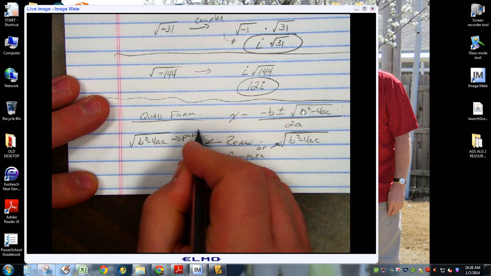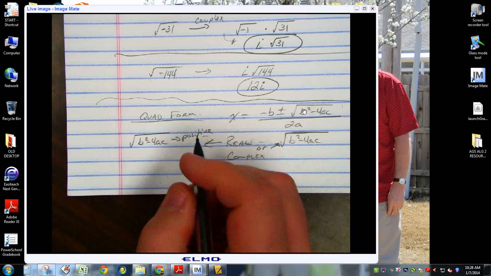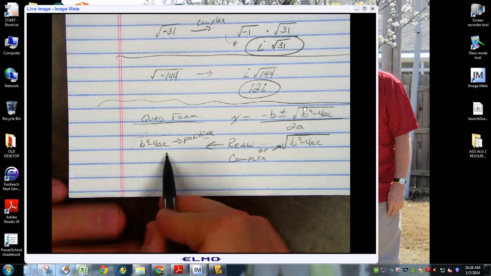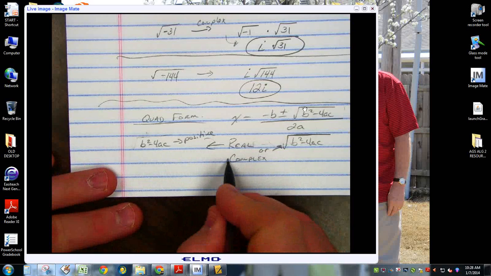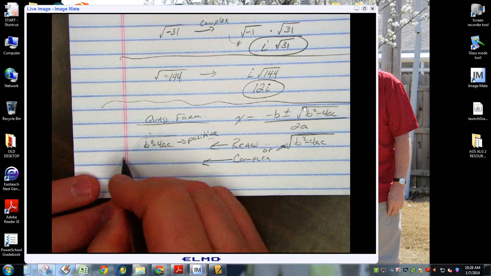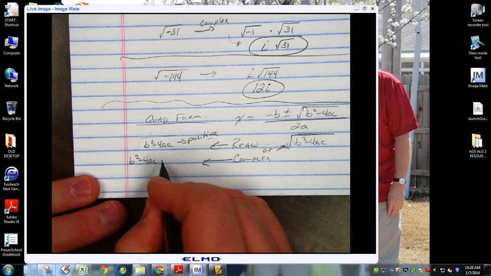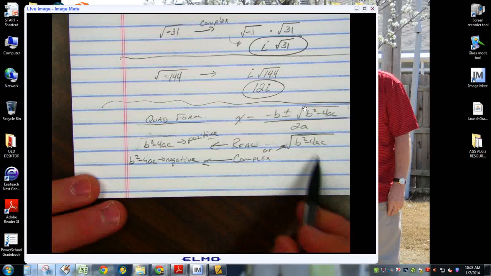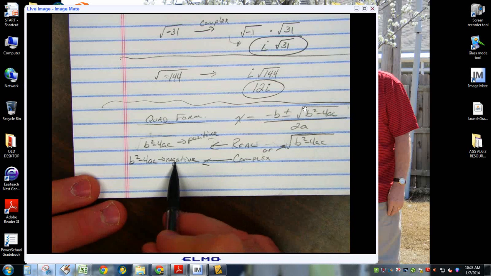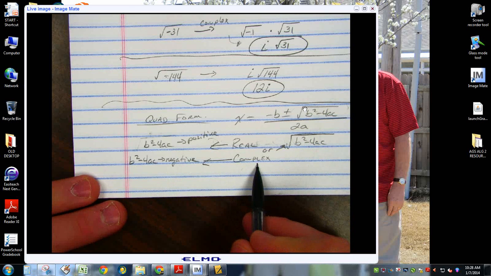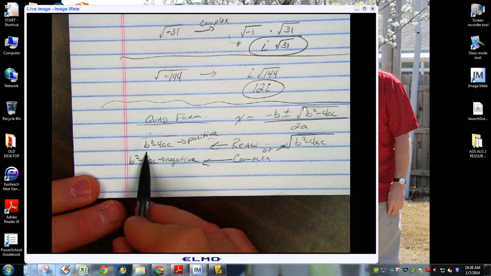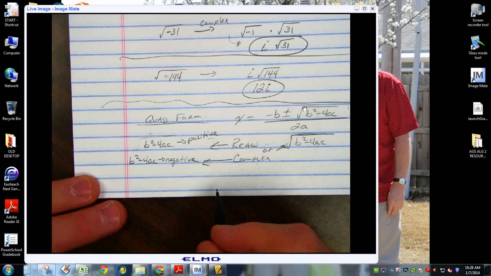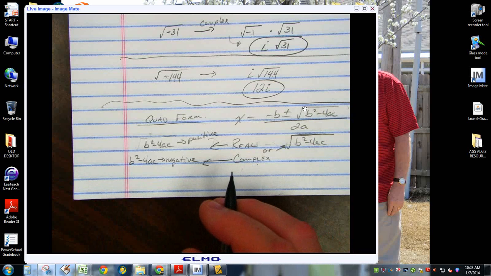Is what? Positive, right? B squared minus 4ac is positive if it's real. If it's complex, what do you think? B squared minus 4ac is what? Negative. Because what do you get underneath the square root sign then? A negative, making it, you have to use i then, don't you? So if the discriminant is positive, it's real. If it's negative, then it's a complex answer.